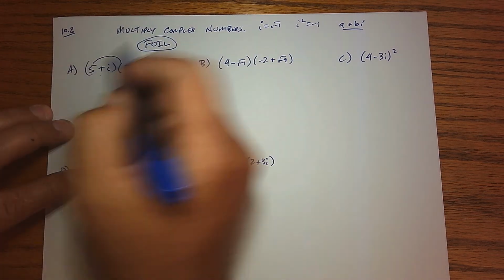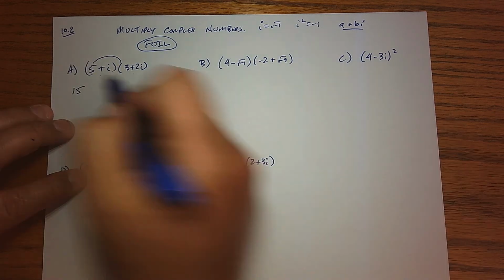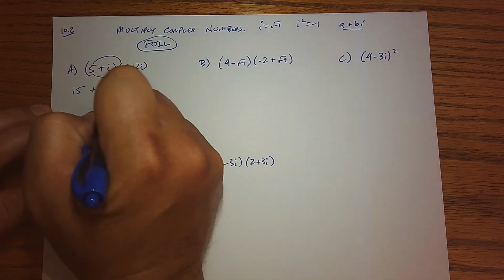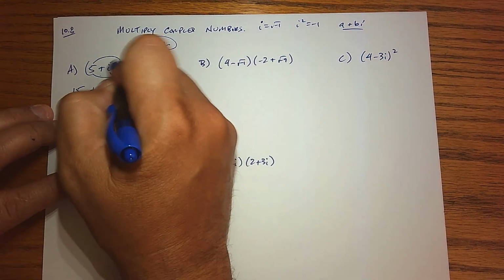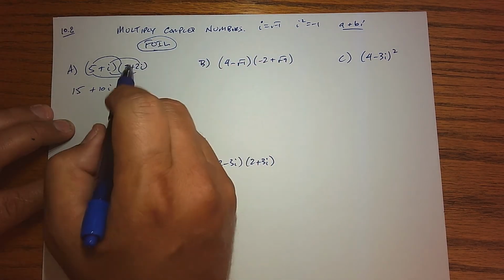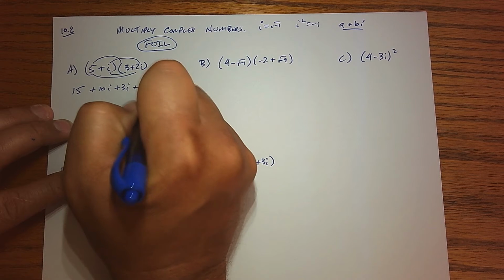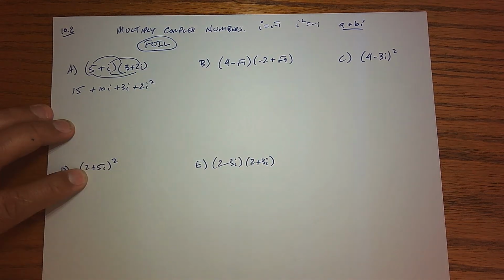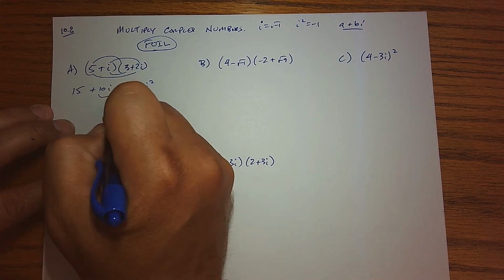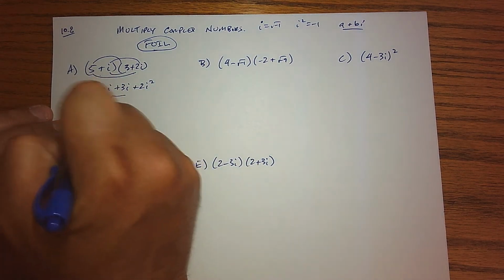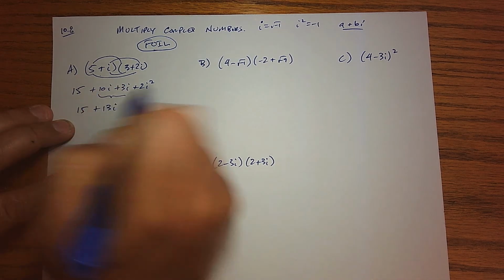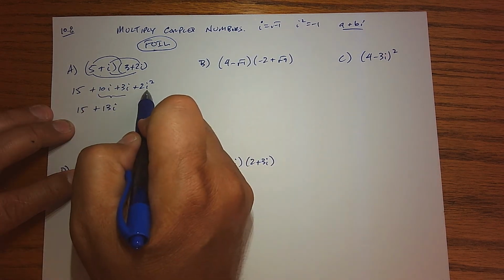So the first times the first in this case would give us 15. The outer would give us a positive 10i. The inner would give us a positive 3i. And then the last, be careful here, right? The last would be a positive 2i squared. All right, so there's the FOIL process. We can see that there's a couple of terms that are like, right? We have 2 imaginary parts that combine up real nicely. That's 13i. And then remember, what is i squared?